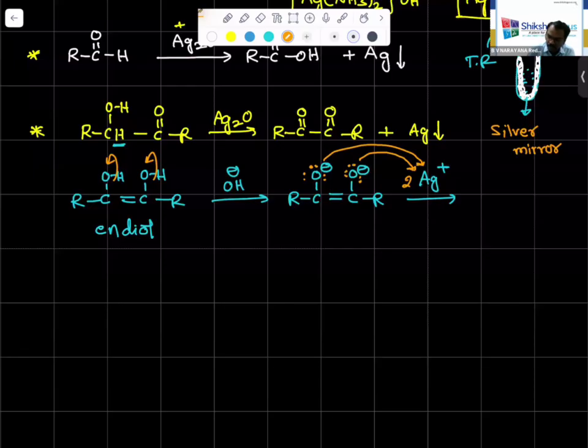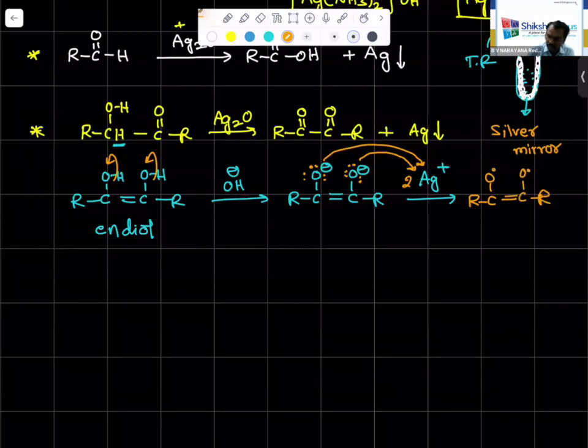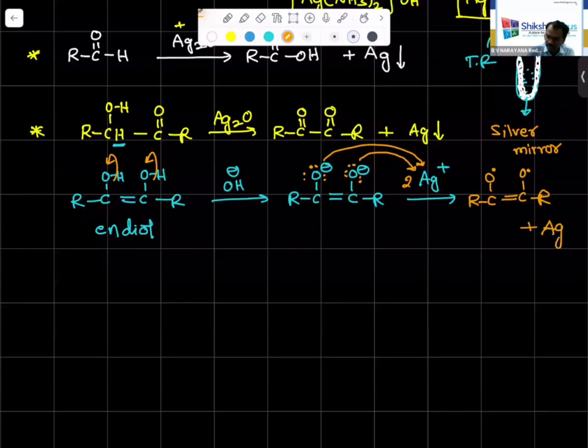Then what will happen? Oxygen atom gets a single electron here, plus silver mirror. Now what will happen? This pi bond undergoes homolytic fission. Both carbon atoms get a single electron. Oxygen atom is already with a single electron. Between oxygen and carbon, double bond formation takes place.